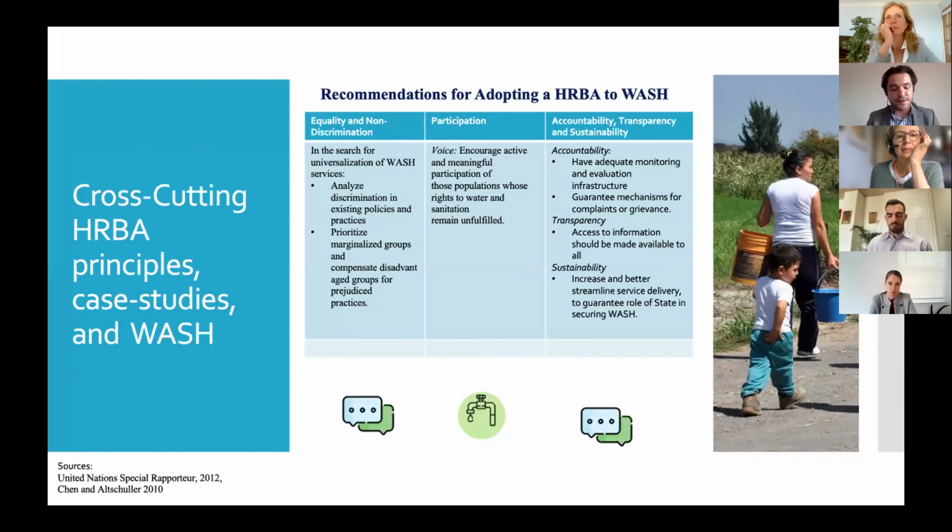Perhaps the cross-cutting human rights-based approach that maps best with the analysis we conducted here is about setting up mechanisms to promote accountability, transparency, and sustainability. This ties in nicely with some of the issues we found in our analysis on overlapping agendas and increasing robust and transparent monitoring and evaluation mechanisms, to keep different ministries in check, avoid conflicting agendas, and help better streamline funding.